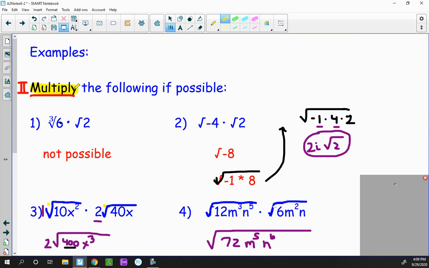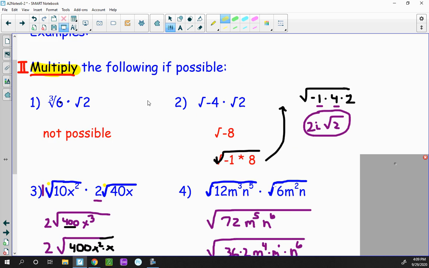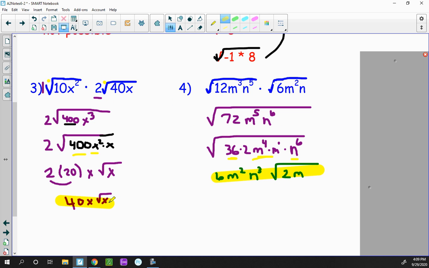So multiplication is pretty straightforward. Just always make sure you give me the simplest answer that you can.